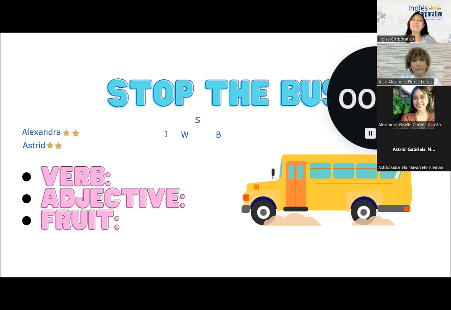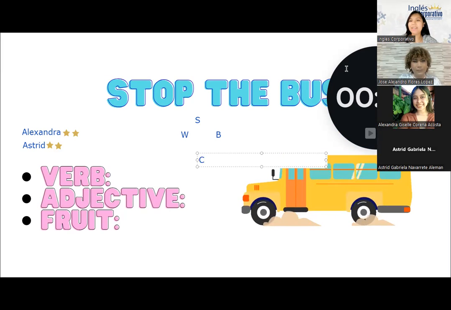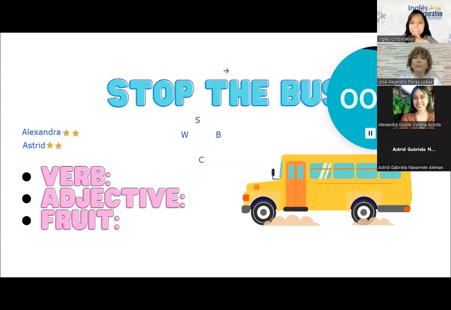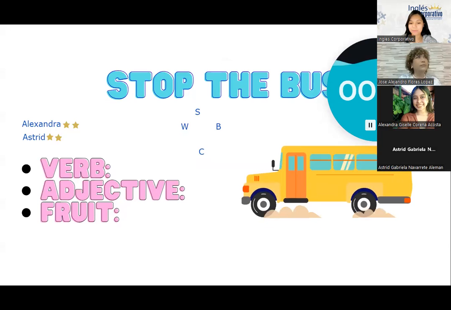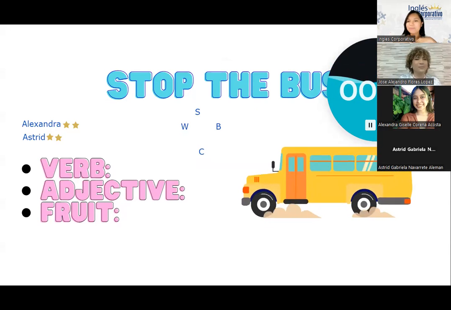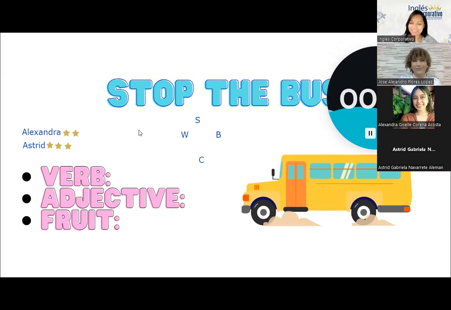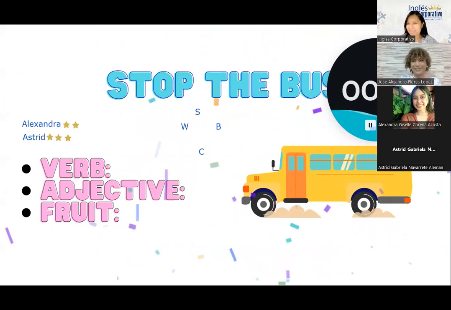Okay, so the last one. Remember that you need to say stop the bus, and the first one is the one that actually gets the point. So the last one, with the letter, easy, letter C. Stop the bus. Okay, let's see. Astrid. Verb: call. Adjective: curly. And fruit: cherry. Excellent. Very good. So, Astrid, you are the winner for today, right? Excellent, guys.